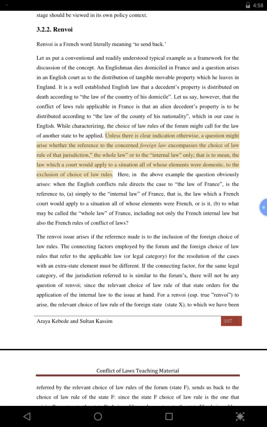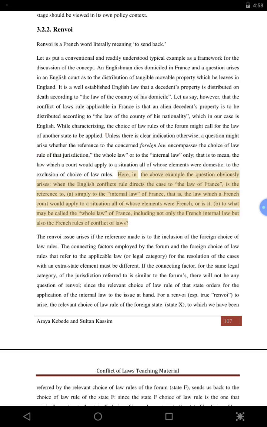While characterizing, the choice of law rules of the forum might call for the law of another state to be applied. Unless there is clear indication otherwise, a question might arise whether the reference to the concerned foreign law encompasses the choice of law rule of that jurisdiction, the whole law, or to the internal law only, that is to mean, the law which a court would apply to a situation all of whose elements were domestic, to the exclusion of choice of law rules.